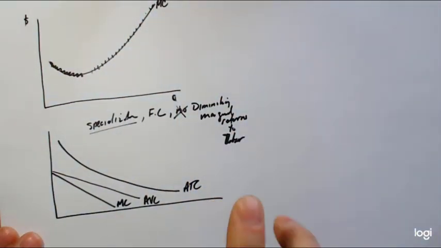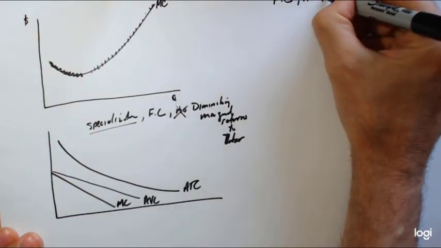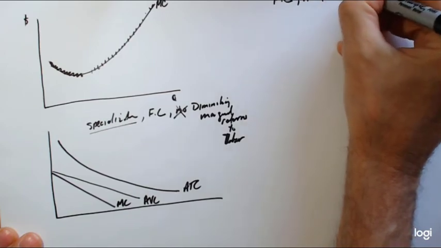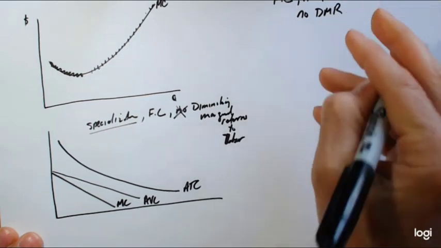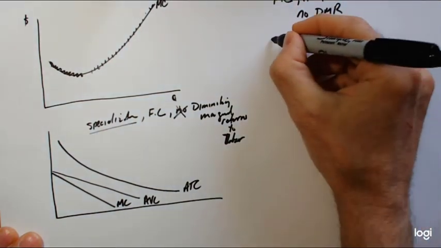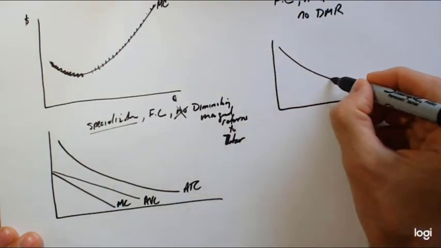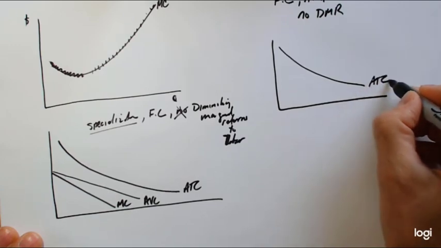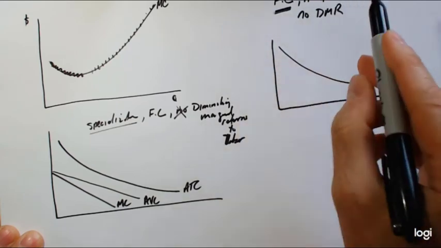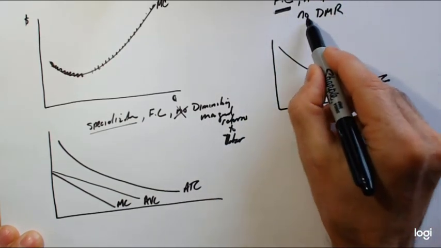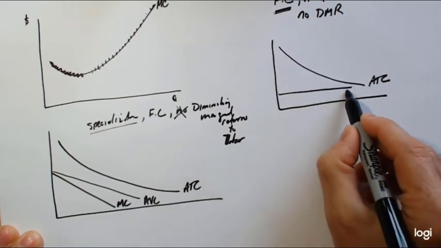Now, let's look at what happens when we have fixed costs. So we're going to have fixed costs. There's no specialization, and there's no diminishing marginal returns. I'll call it DMR for short here. And what that would look like is this. We would have an average total cost curve that comes out like this, right? Because there's that spreading of fixed costs, but because there's no specialization and no diminishing marginal returns, you're going to have a marginal cost curve that's flat.